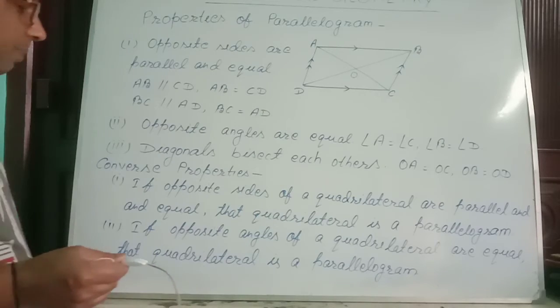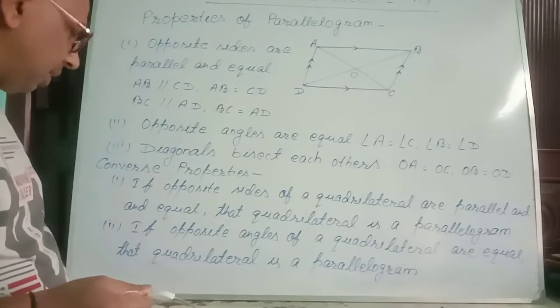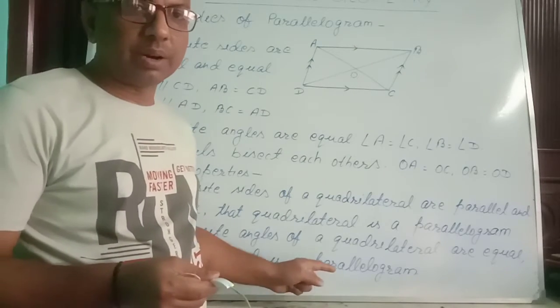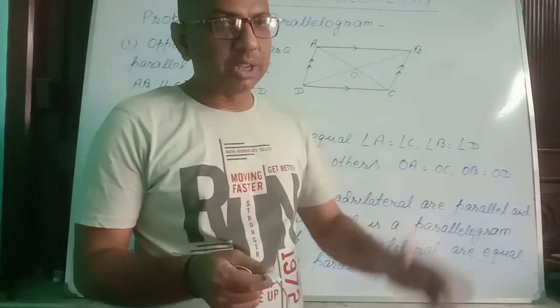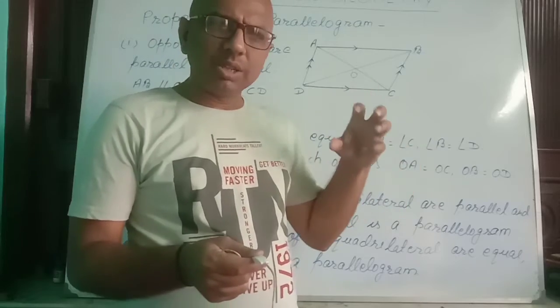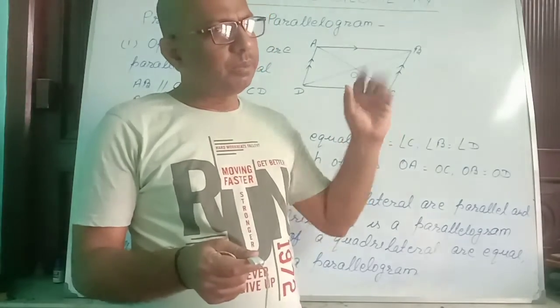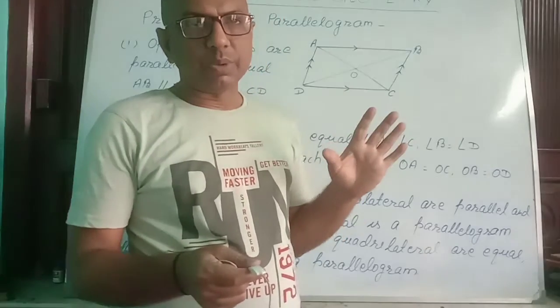Second, if opposite angles of a quadrilateral are equal, then that quadrilateral is a parallelogram. It means any quadrilateral whose opposite angles are equal is called a parallelogram. All these converse properties are prepared from the main properties. If you know the main properties, you can prepare the converse properties.